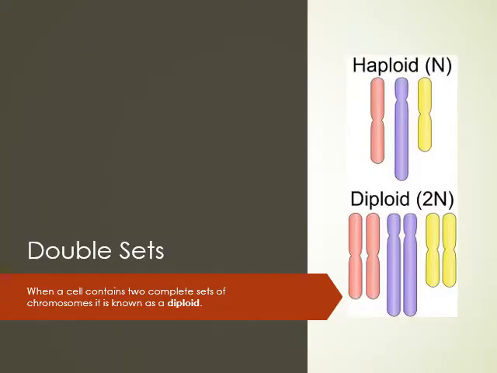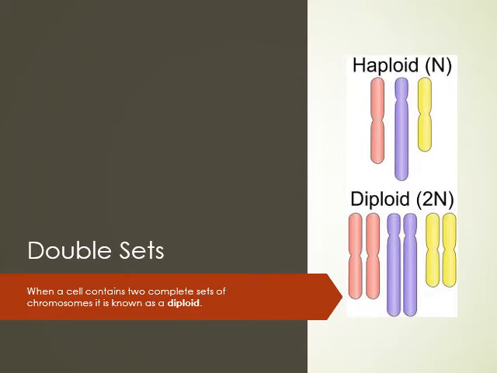Not only do you have one set of instructions in each cell, you actually have 2. You've got 2 full sets of chromosomes in each cell except for your sperm and your egg. Oh, I'm sorry, your sperm or your egg. Most people are producing sperm or eggs. When you're producing 2 complete sets, you are called a diploid.